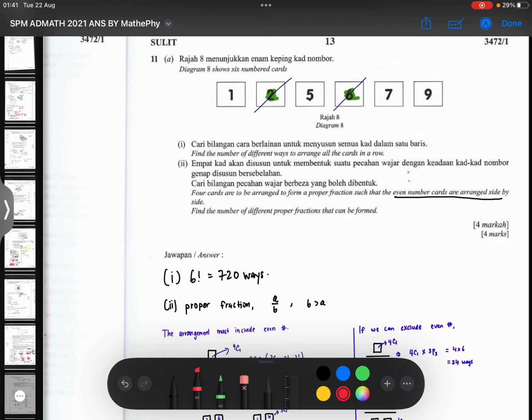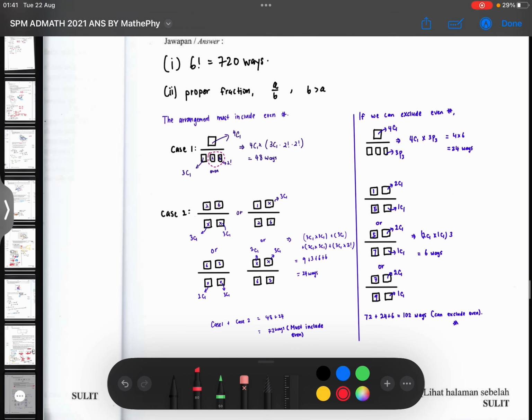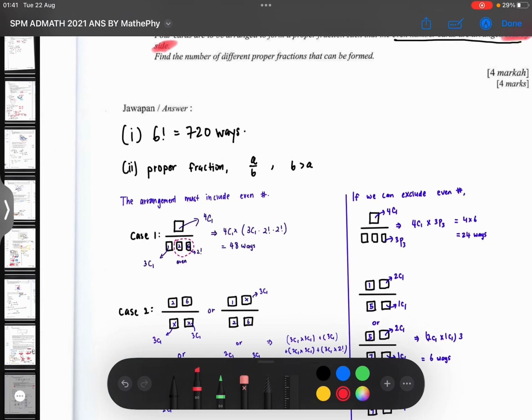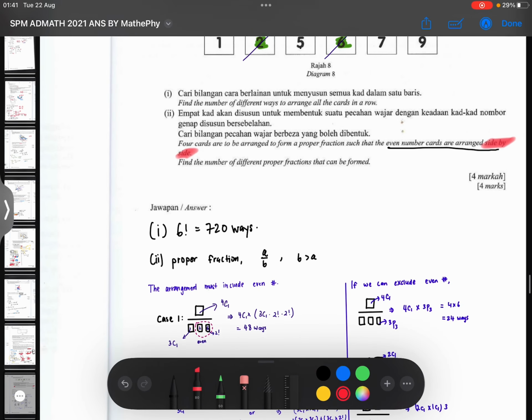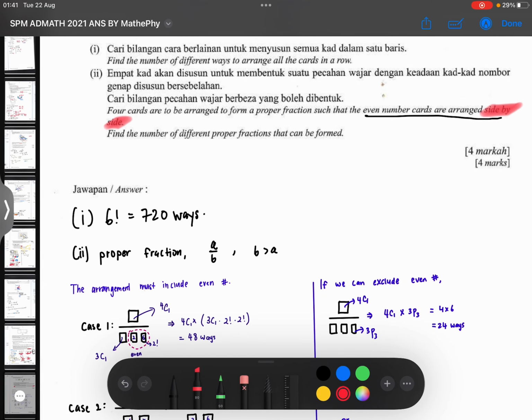4 cards are to be arranged to form proper fractions such that the even number cards are arranged side by side. Find the number of different proper fractions that can be formed. So I give you 2 versions of my answer. The first one is the arrangements which must include even numbers, and the second one is the case when you can exclude them. So exclude and include.